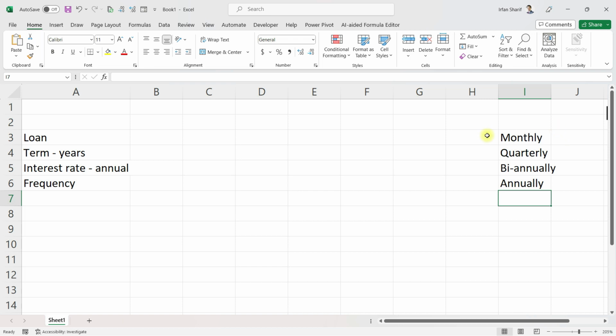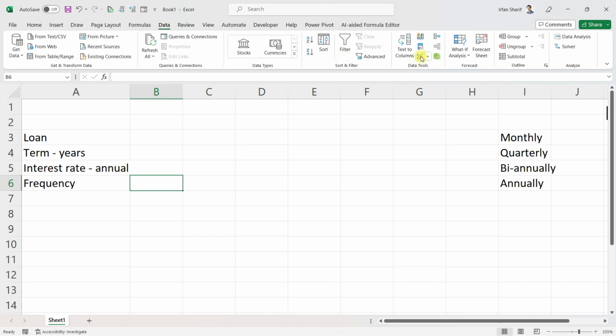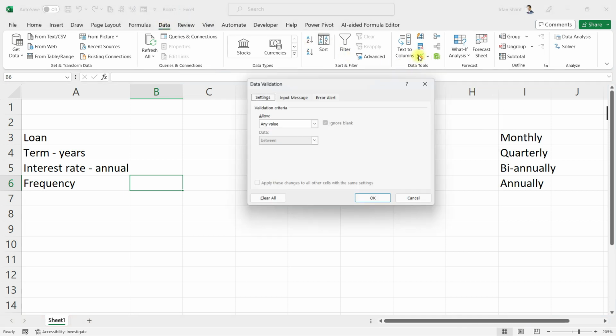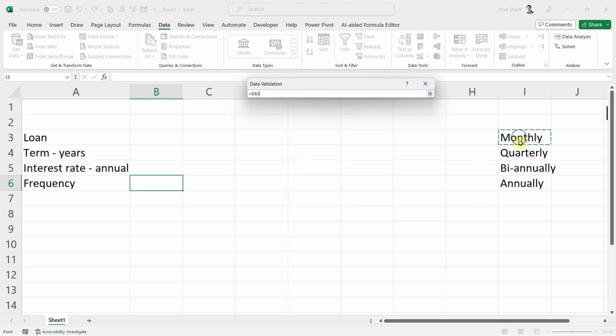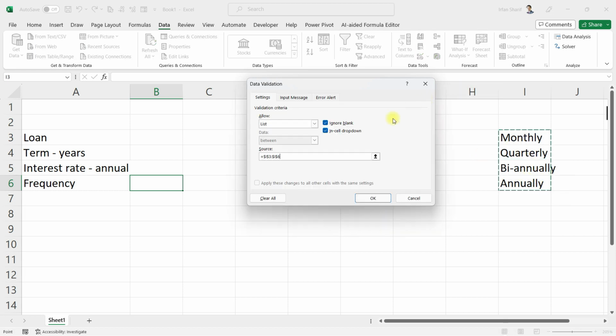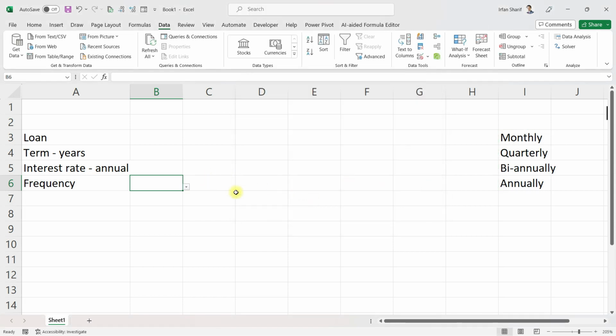So now to apply this list here, what we need to do is to click on this data tab and click on this data validation icon. And once you do that, this pop-up will open and you need to select the list from here. And once you have selected the list, now the system is asking you for the source of the list. You will click on this icon and now select this list here and then click OK. And now you can see a small drop down icon on this cell. And once you click here on this icon, you can see you have these monthly, quarterly, biannually, and annually options.